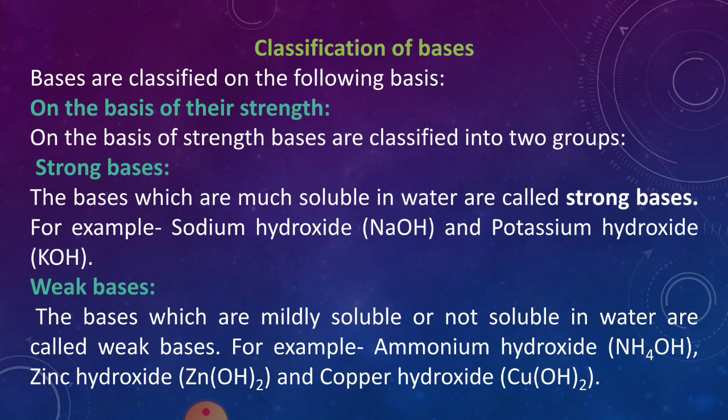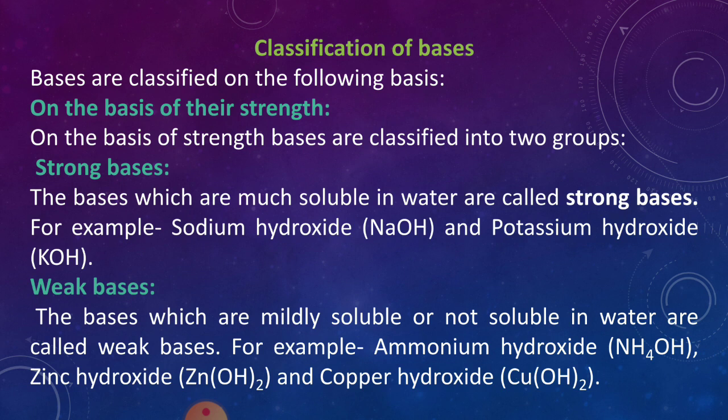then such type of bases are called strong bases, meaning the bases which are much soluble in water. Much soluble means they are dissolving in water and they are releasing OH minus ion. So the bases which are much soluble in water are called strong bases. For example, oxides and hydroxides of sodium and potassium. As you can see, sodium hydroxide, NaOH, and potassium hydroxide, KOH.